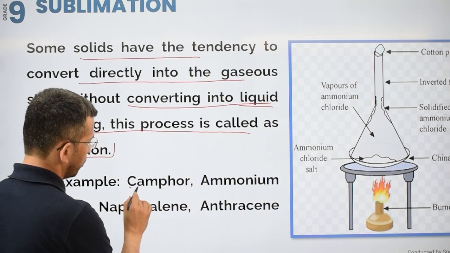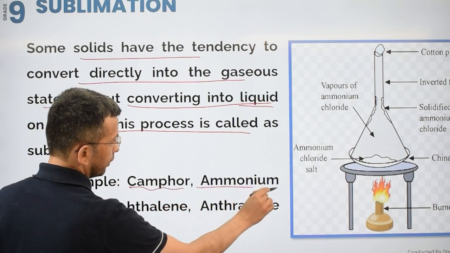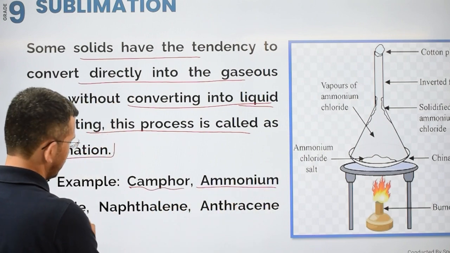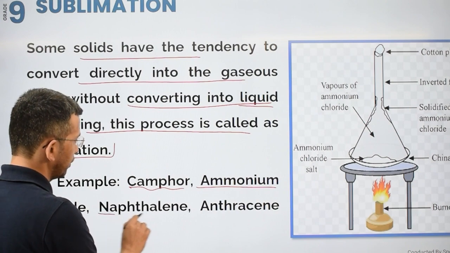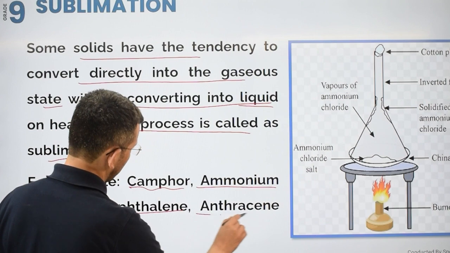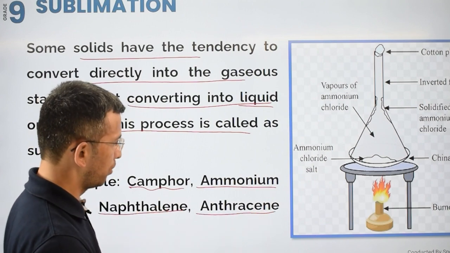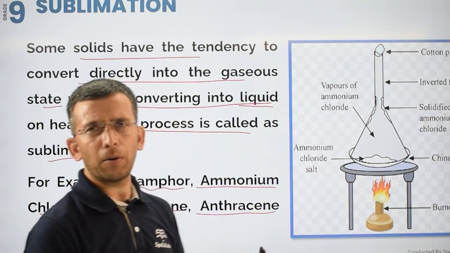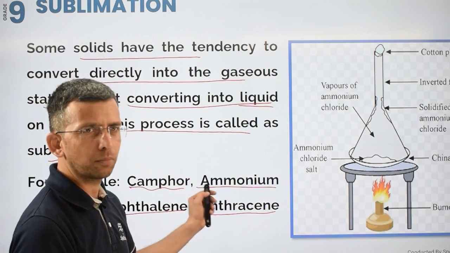For example, as I already told you, camphor. Another example is ammonium chloride, which is available in the chemistry lab. Naphthalene balls you have seen so many times in your life also. And another is anthracene. Please try to remember the examples of the compounds which show the sublimation property.